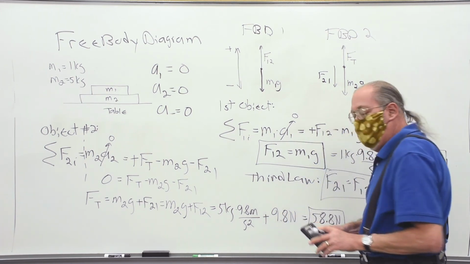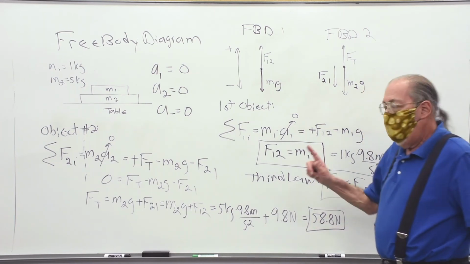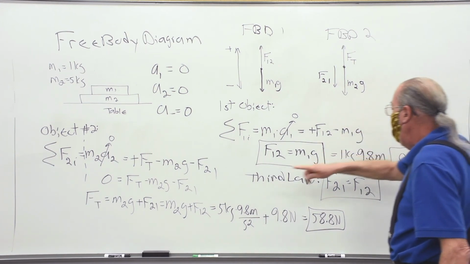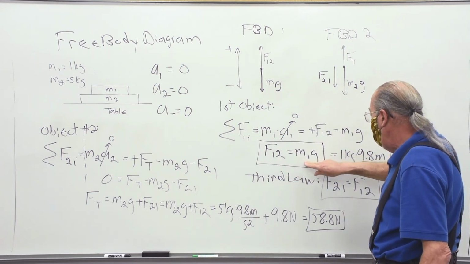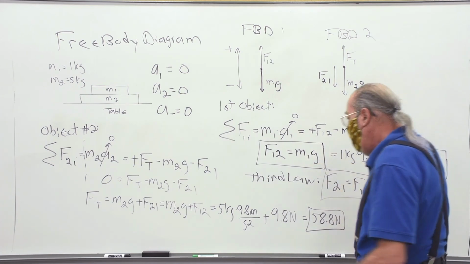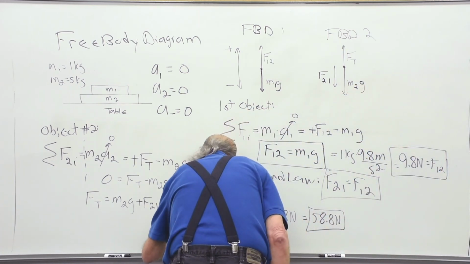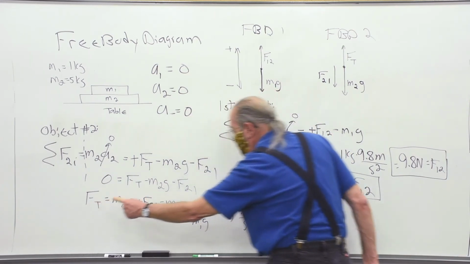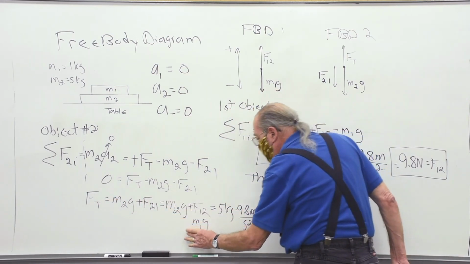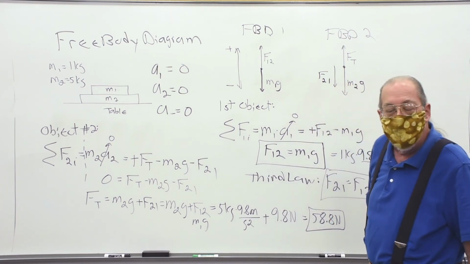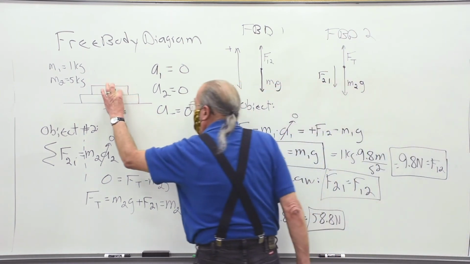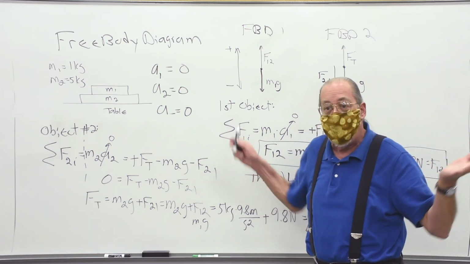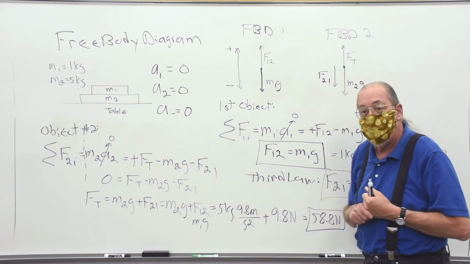But we can see something else. F12 is m1g, and so you could also write it like this. It says the table is pushing up at m2g plus m1g. In other words, it's pushing up with the total weight of these two objects, which is exactly what you would expect.